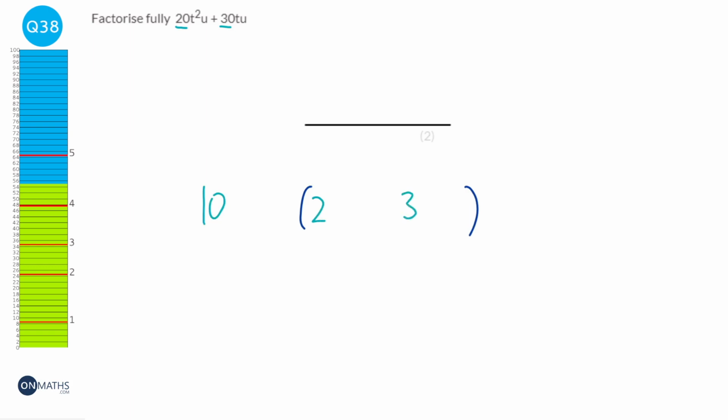Next, I'm looking at the t terms. So we've got t squared there and a t there. So we can divide out a t, but that will leave a t on the first term. And finally, I'm going to look at the u, and there's just a u on both of them.